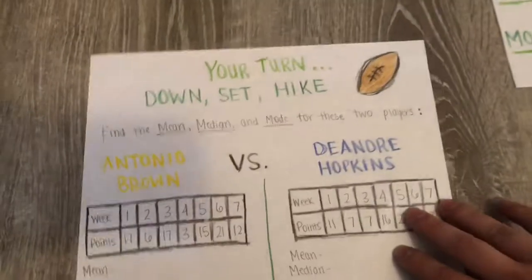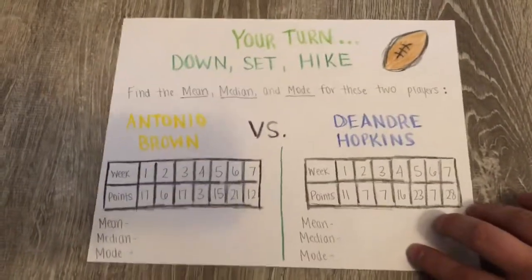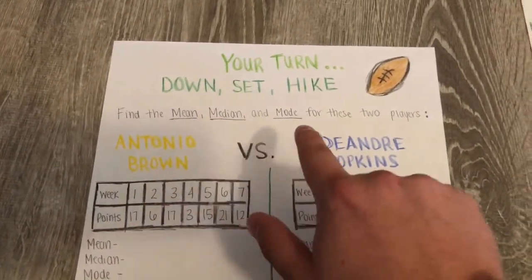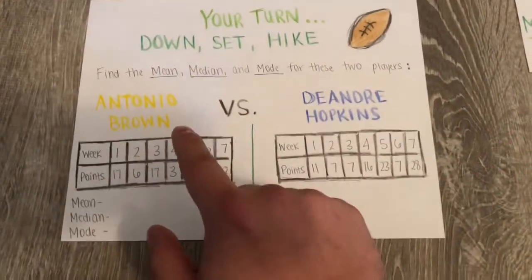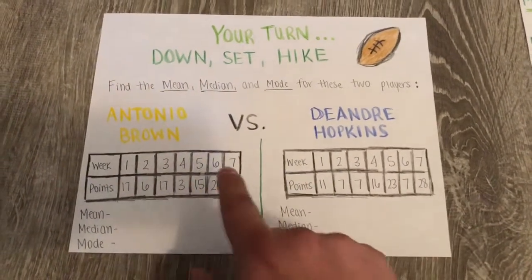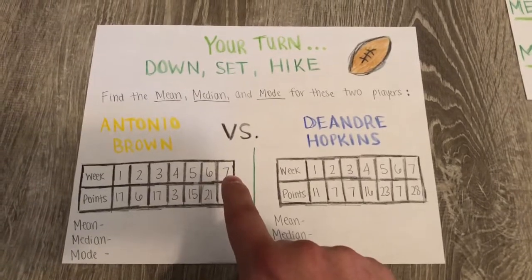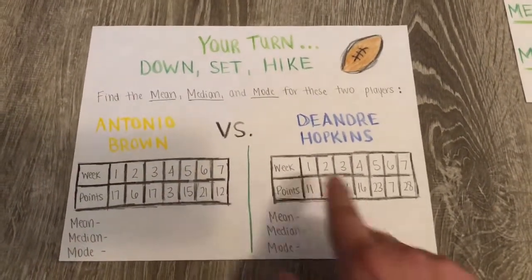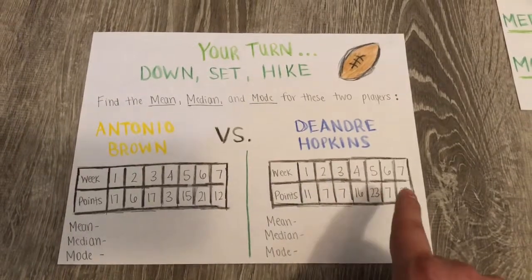All right, are you ready to try something on your own? Boom, your turn. Down, set, height. Find the mean, median, and mode for these 2 players. We have Antonio Brown versus DeAndre Hopkins. I listed the first 7 weeks that this player played, and I listed their point totals. I do the same thing for DeAndre Hopkins.